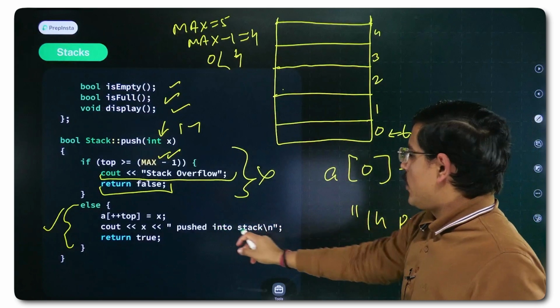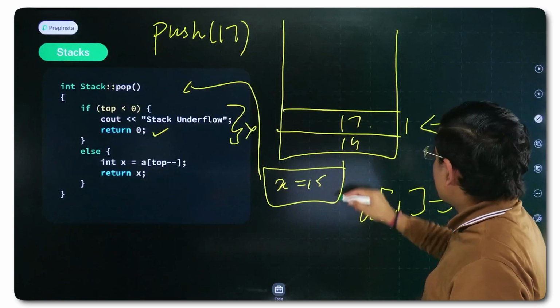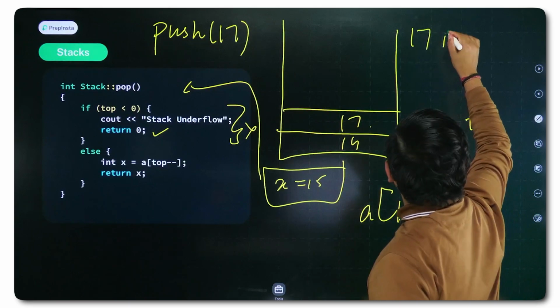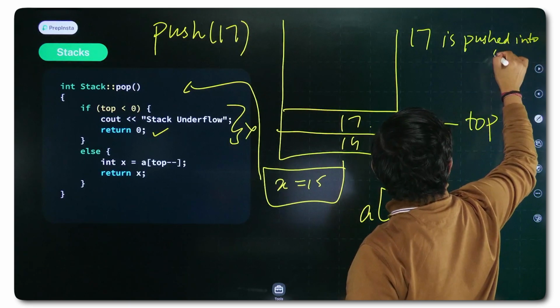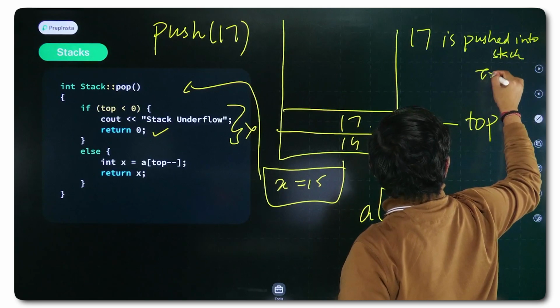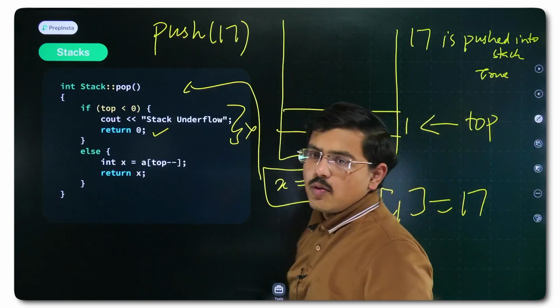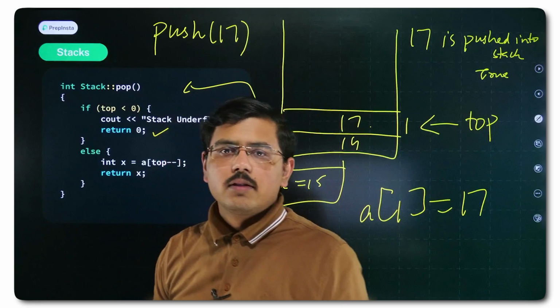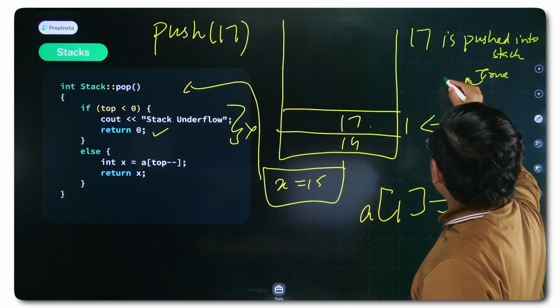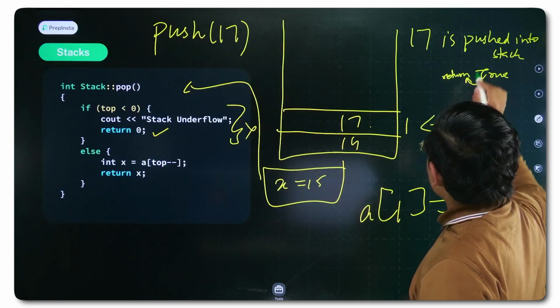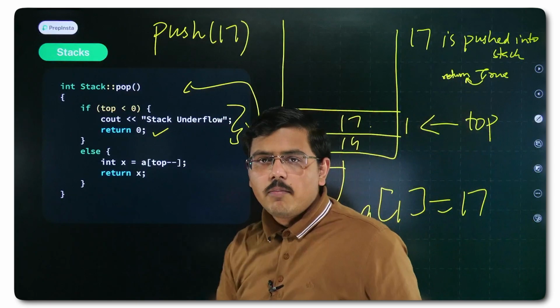And what will you get as output? "17 is pushed into stack", and the function will return true. True would be returned to the function. As simple as that. This is push and pop.